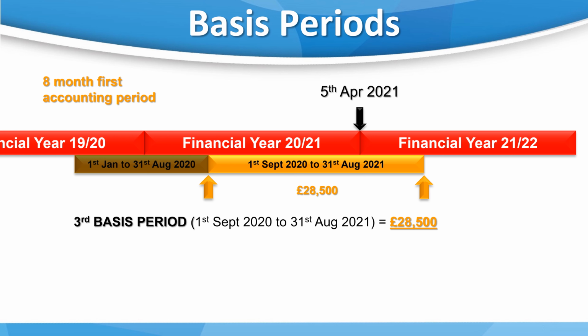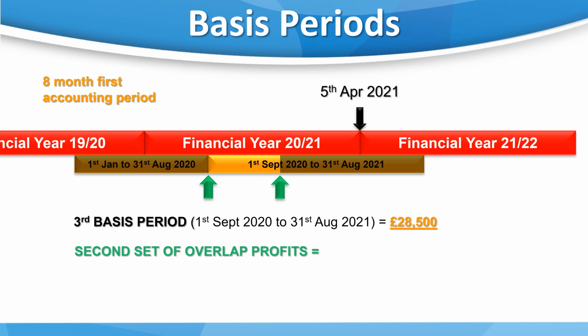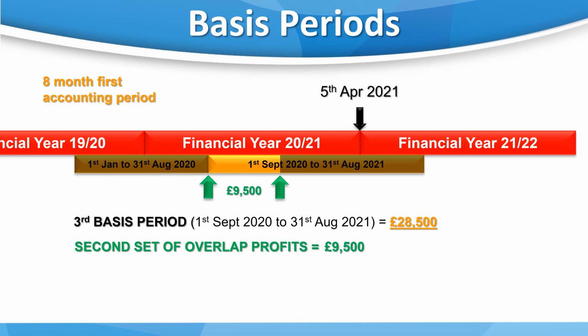There's one point to note here in that the 4 months of this accounting period have been taxed before. It was the 4 months we borrowed for the second basis period. This means that we have a second set of overlap profits, which is £9,500 from the second basis period.